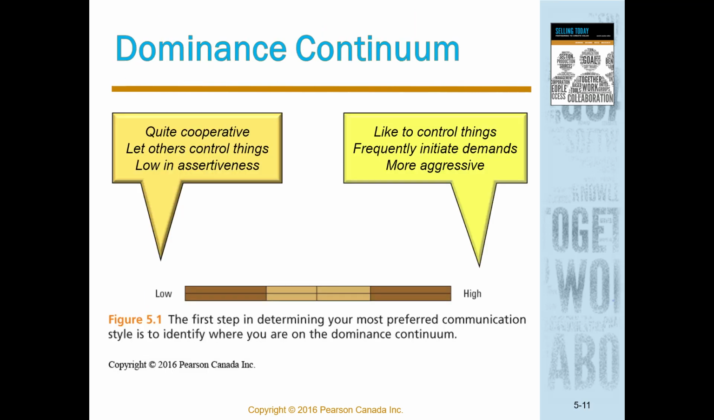So if you look at the dominance continuum, which is the two levels of low and high, the low is quite cooperative, lets others control things, low in assertiveness. On the other scale of high, just think for a minute of some personalities or people that you know, who like to control things, frequently initiate demands, and some are very aggressive. So you can see exactly what I mean. This is the dominance one.